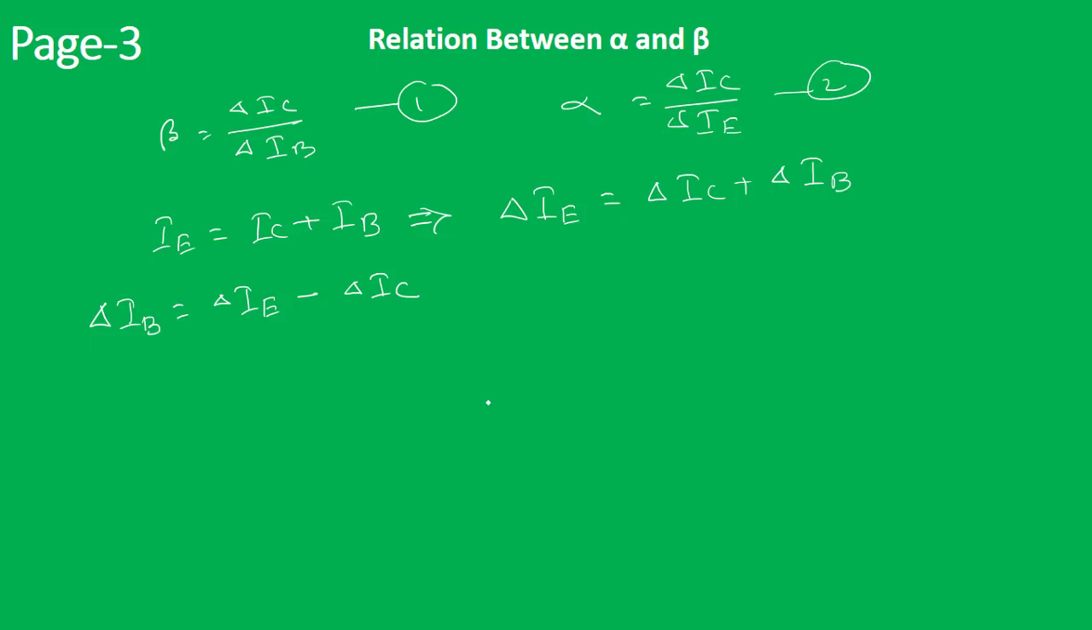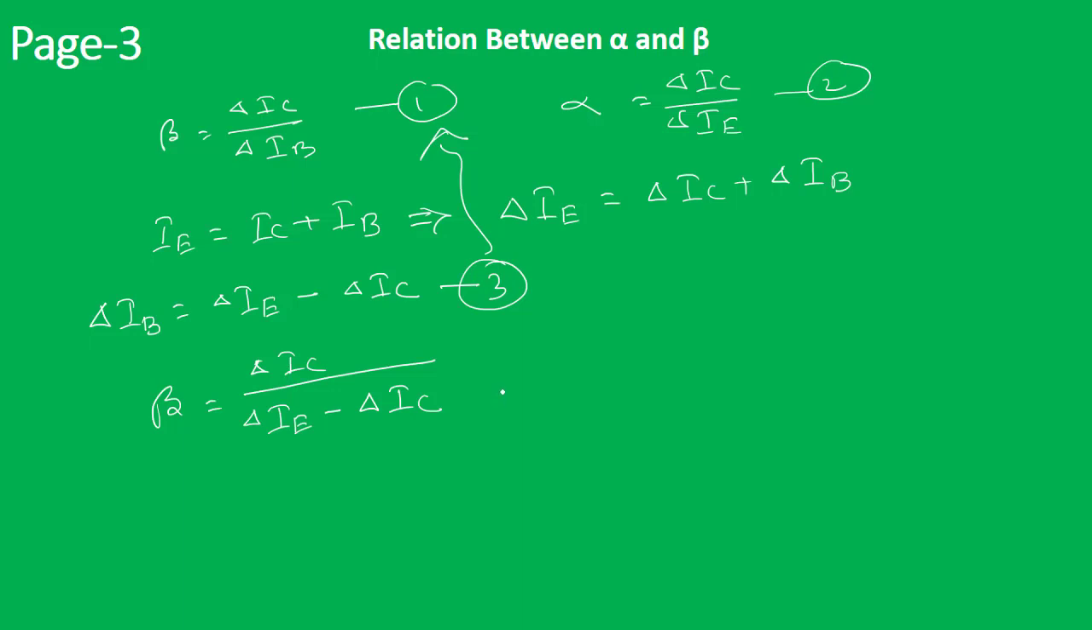So now if we substitute the value of delta IB, let us call it equation 3, from equation 3 to equation 1, what we obtain is that beta is equal to delta IC divided by delta IE minus delta IC.